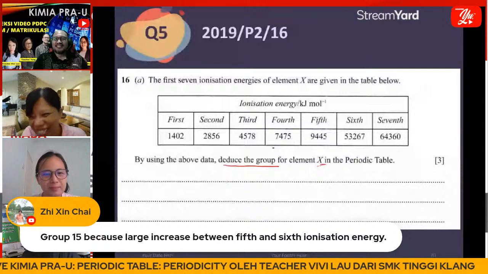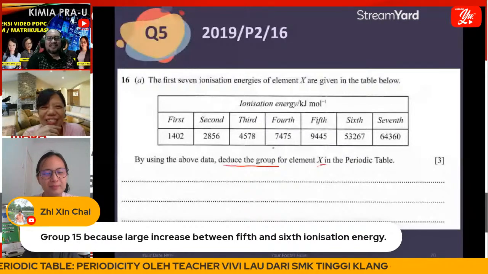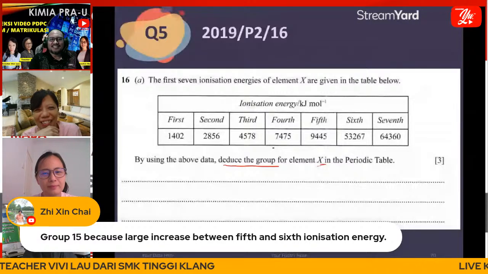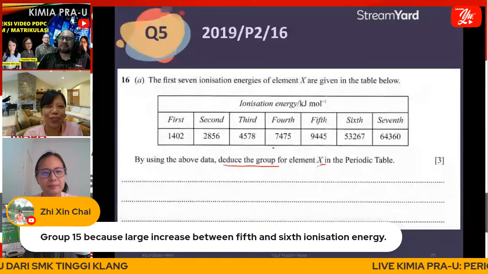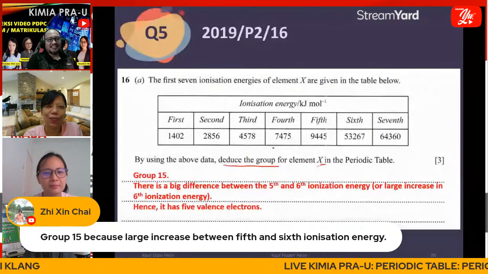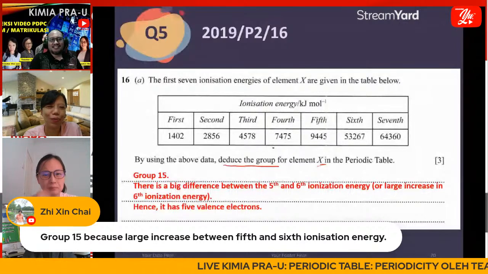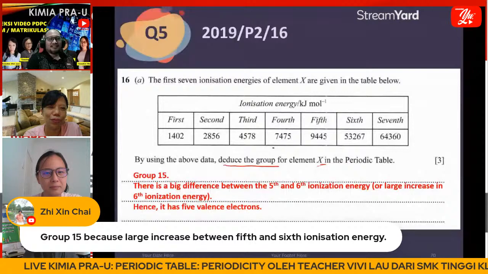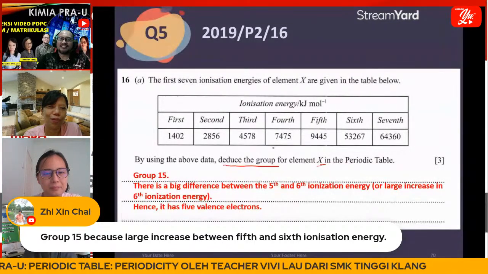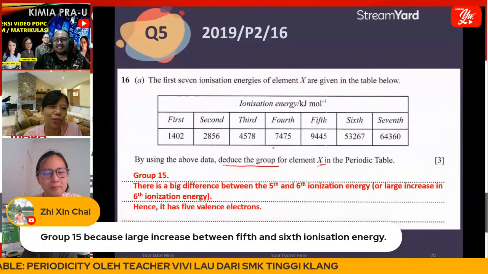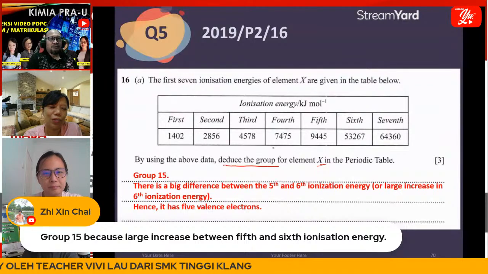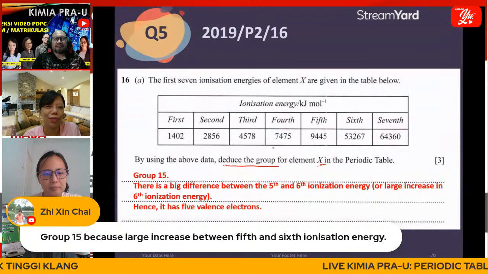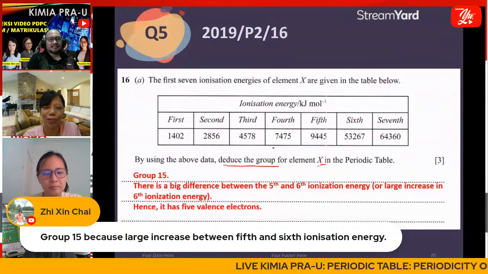Group 15, because there is a large increase between the 5th and 6th ionization energy. Okay, very good. So, group 15. We have 3 marks here. Group 15 is 1 mark. Big difference between the fifth and sixth ionization energy, or you can say large increase in the sixth ionization energy. So the last mark is 5 valence electrons. Mention 5 valence electrons.